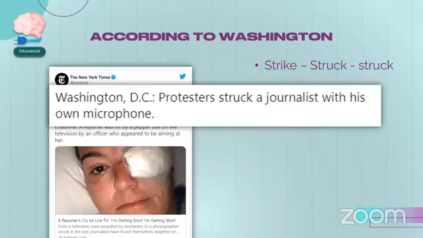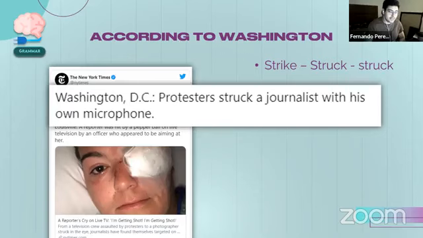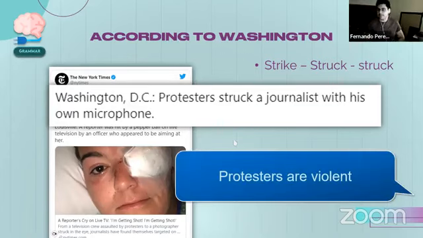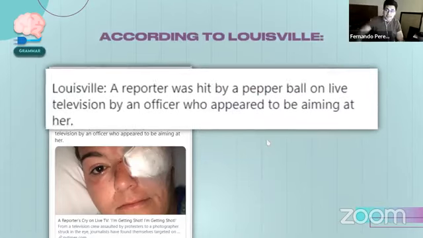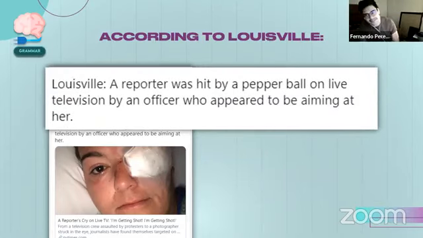Anyone? Protesters. Correct. So in this story, protesters are the problem. You see? This is where the story becomes a little bit dark. Because in the third paragraph, Louisville says a different story. Louisville says that a reporter was hit by a pepper ball on live television by an officer who hit the woman in this case.